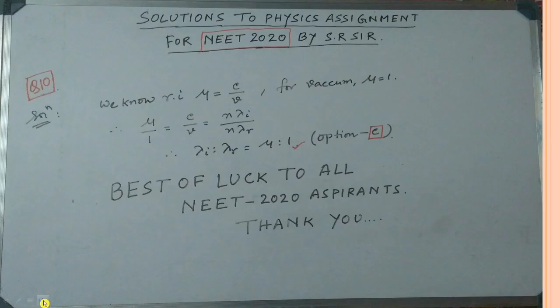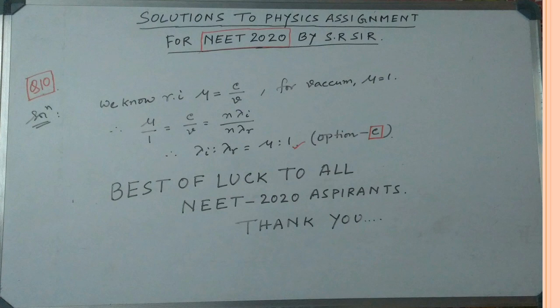So we know the refractive index mu equal to C by V from formula. For vacuum, refractive index is 1. So mu by 1 equal to C by V basically. So the velocity V is basically equal to n lambda, so C is also equal to n lambda.